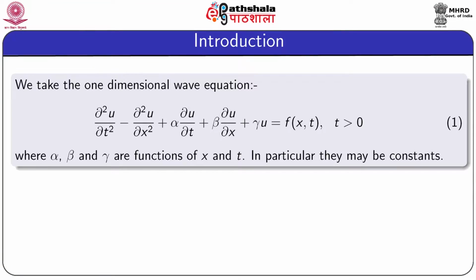First, we take the one-dimensional wave equation, which is written as (1) ∂²u/∂t² − ∂²u/∂x² + α ∂u/∂t + β ∂u/∂x + γu = f(x,t), where t is greater than 0, t represents the time variable, and the parameters α, β, γ are functions of x and t. In particular, they may be constants.